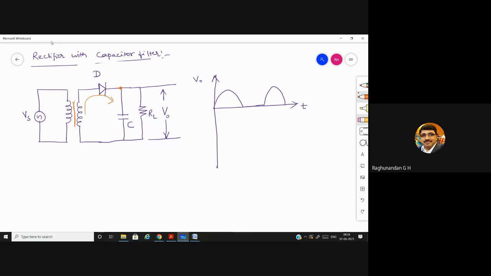Before that, I have one more question. Whenever more than two wires meet at a point, we call it a node or junction. Is this node and this node the same, or are they different? These junctions, are they same or different? Different, okay.